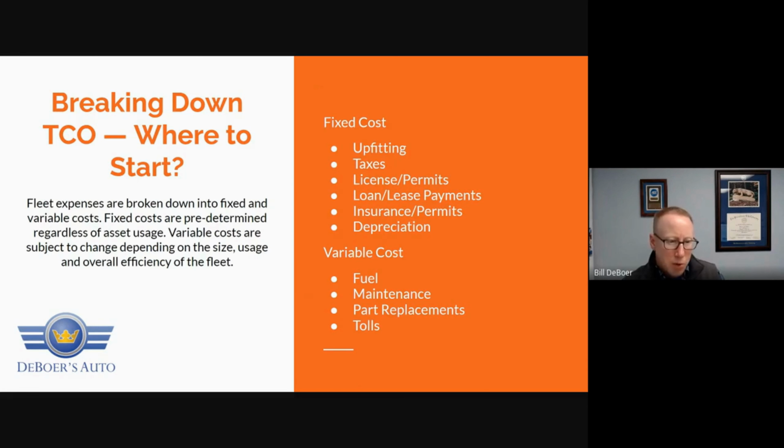Next we'll talk about variable costs. Variable costs are subject to change depending on size, usage, and overall efficiency of the fleet. Examples of variable costs will be fuel, how much fuel you're using. Obviously, if you're running the truck every day of the week, it's going to burn a lot more fuel than if you're just running that vehicle once or twice a week. So that's a variable cost. Same with maintenance, that's a variable cost, as well as parts to go onto that vehicle, and tolls would be another example of variable expenses.